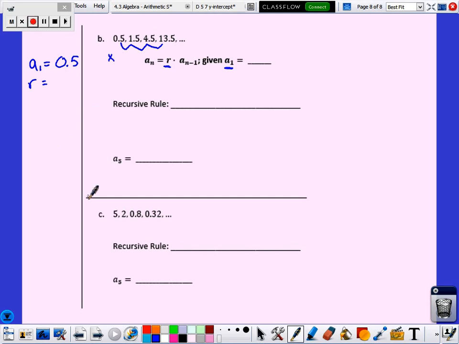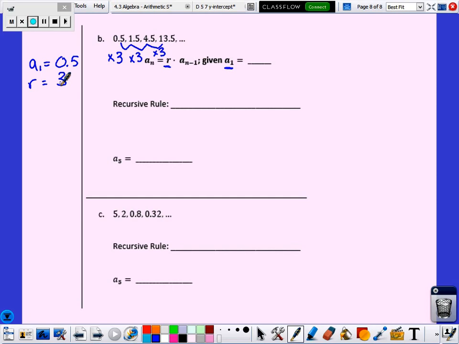So in order to get from half to 1.5, I have to multiply by 3. It takes 3 halves to get to 1.5. It takes 3 times 1.5 to get to 4.5. It takes 3 times 4.5 to get to 13.5, so on and so forth. So my r is 3 in this case.